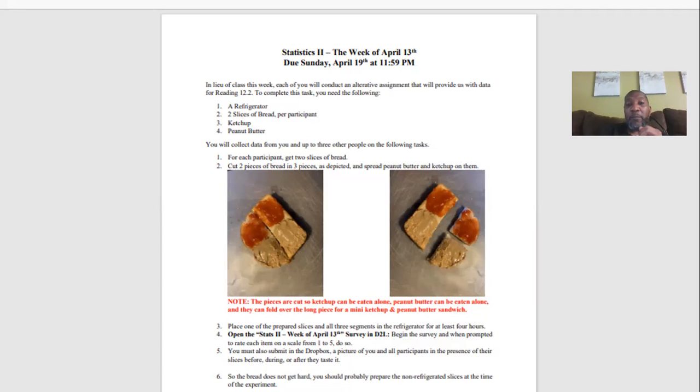Now, you're going to collect data from up to 3 other people on the following task. For each participant, get 2 slices of bread. If it's yourself, you get 2 slices of bread. You cut these 2 slices of bread into 3 pieces like this, right down the middle, and then on one side, you cut it in a quarter, but not the whole thing. Now you put peanut butter on one of the quarters, ketchup on another quarter, and on the one that's kind of a half, you put ketchup and peanut butter together. And as you can imagine, you fold the peanut butter and ketchup thing by itself, and you eat a peanut butter and ketchup sandwich.